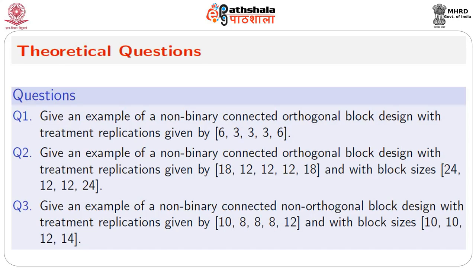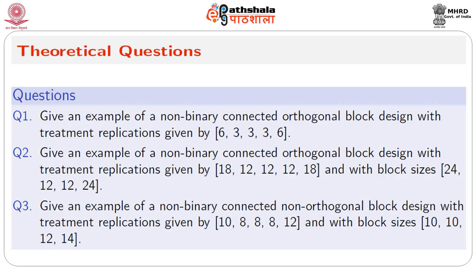Okay, let's see. The moment it says non-binary, you know that Nij has to be more than 1 for at least one treatment. Therefore, RBD is ruled out straight away. Because RBD refers to not only binary, RBD refers to capital N equal to the matrix of all ones. Every treatment has to appear in every block exactly once and once only. That is the formation of RBD. The moment you say non-binary, it is ruled out. The moment you say orthogonal, Nij cannot be 0 either. No 0 is there.